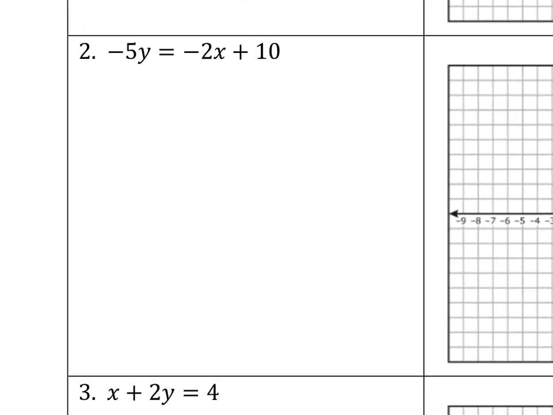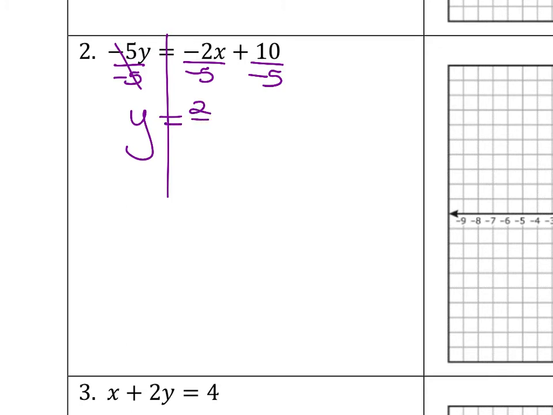Here, if I'm trying to get the y by itself, what number am I going to have to divide both sides by? By -5. Make sure that when you show me you're dividing, you're actually giving me the fraction bar for dividing. That's how you show me you're dividing. The -5s, should it be exactly the same? That's why they cancel. This would be y equals -2 divided by -5, which is 2/5, and 10 divided by -5, which is -2. At this point, you should have a slope and a y-intercept.